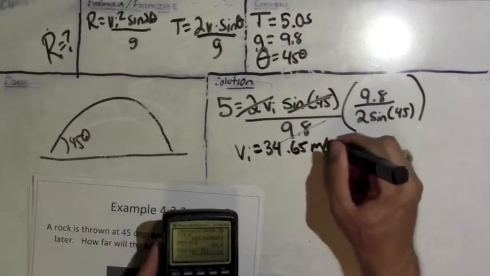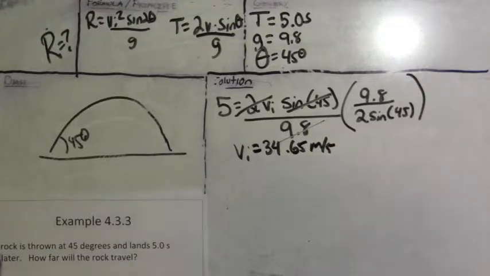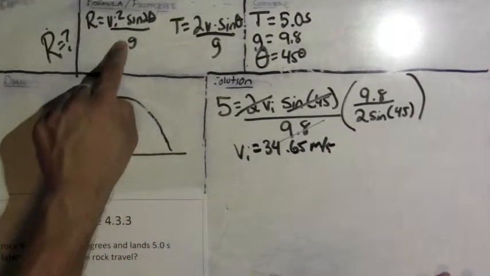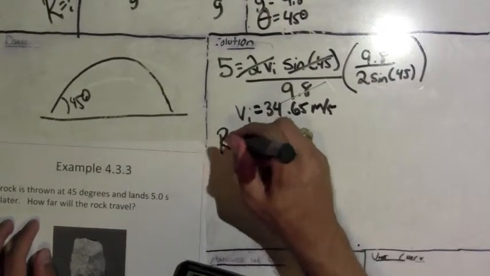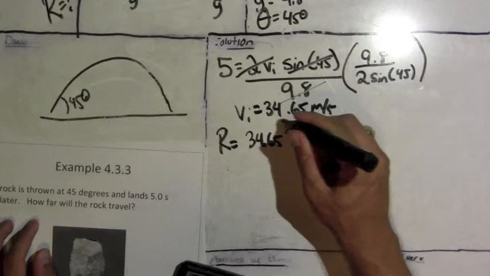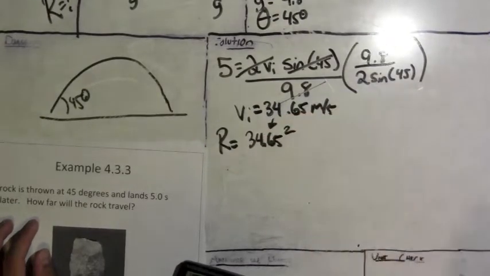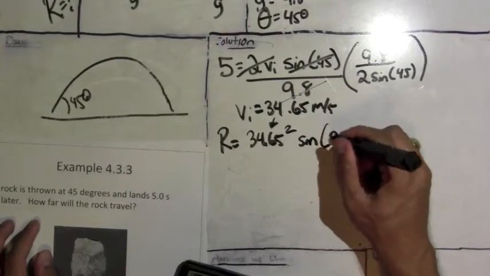When you have that, you get an initial velocity of 34.65 meters per second. Once you have the initial velocity, you can now plug it into the range equation and solve for the range. So we would say R equals 34.65 squared, that's the initial velocity going in there, sine of 90.